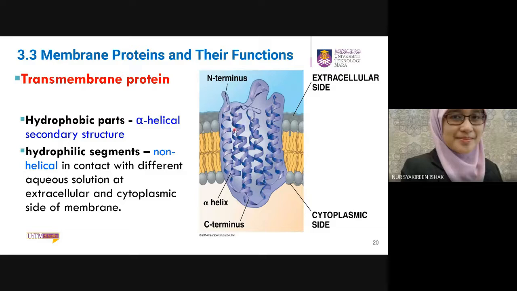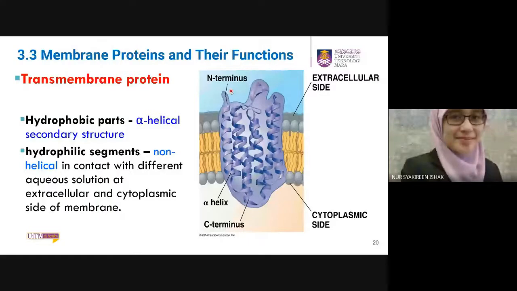which is the hydrophobic region of the protein, is made up of alpha helical secondary structure. Okay, alpha helical secondary structure. So the hydrophilic region of the protein that is protruding out of the membrane into the aqueous solution of the cytoplasm or the extracellular fluid side here consists of non-helical polypeptide chain. Okay, non-helical polypeptide chain.